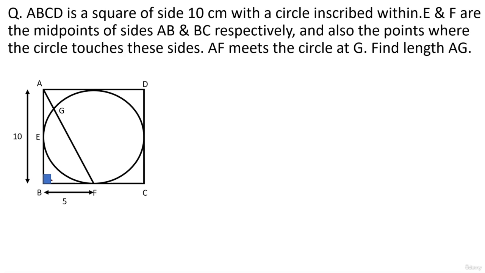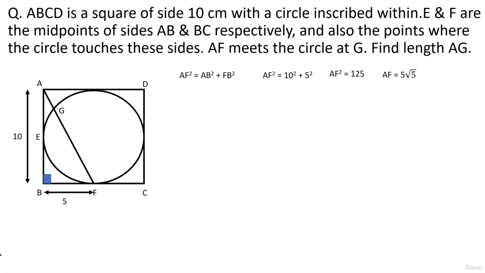Okay, so now we'll apply Pythagoras theorem, guys. We'll say that in triangle AFB, AF square is equal to AB square plus BF square, right? And in this case, you put AB as 10 and FB as 5. You'll get AF square as 100 plus 25, 125. So AF is nothing but 5√5.